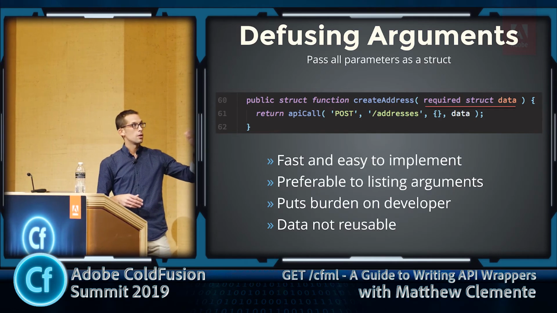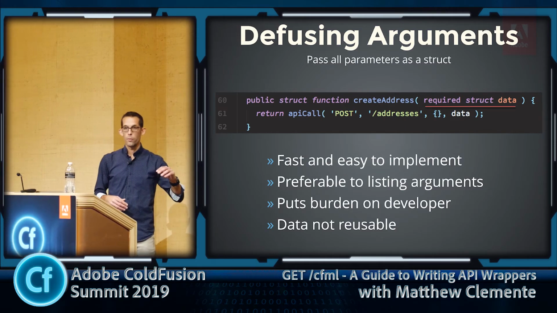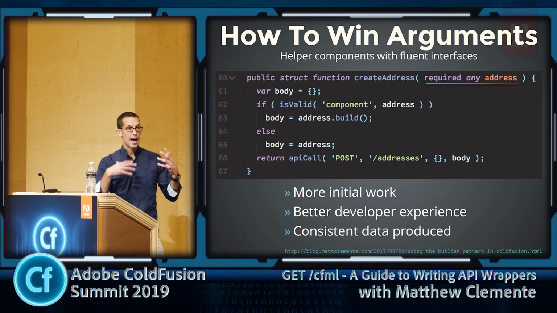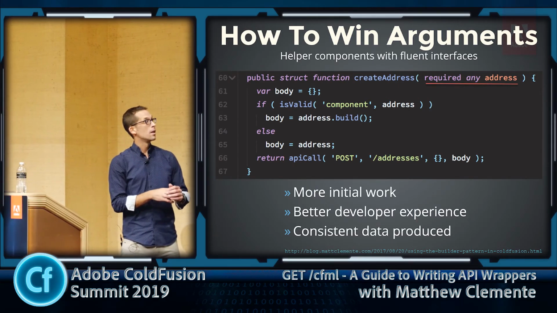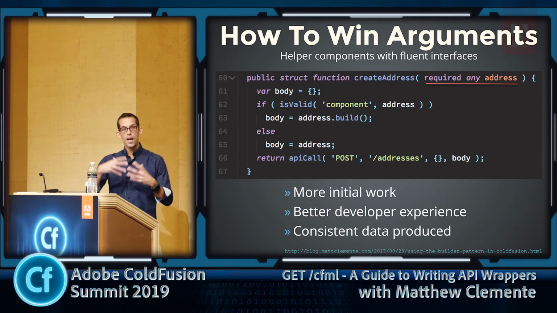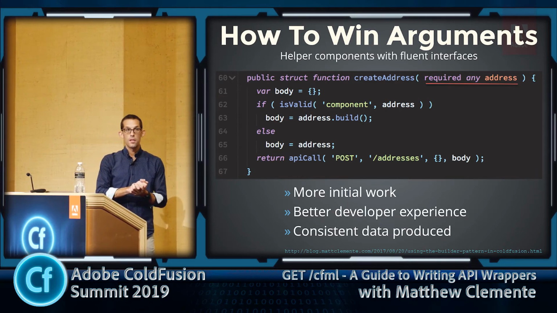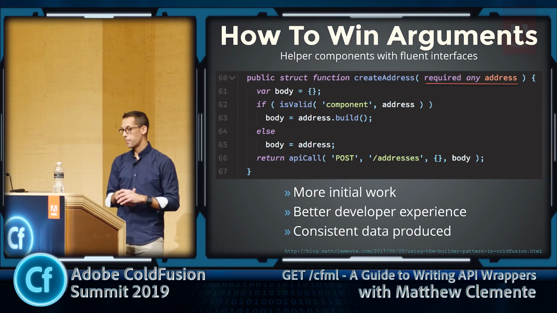So most of them don't do anything special. They just say, you're the developer, put together the data in the right way, and send it to our official wrapper. What I think is the ideal way, but it's a lot more work for you as the API wrapper author, is to create a builder function, a helper function, a helper component that builds the JSON that's going to be sent to the API.